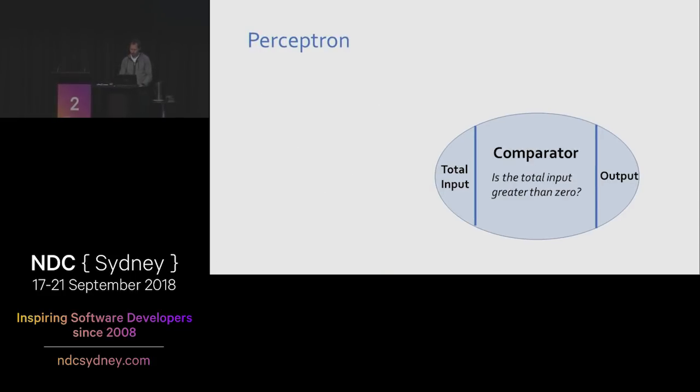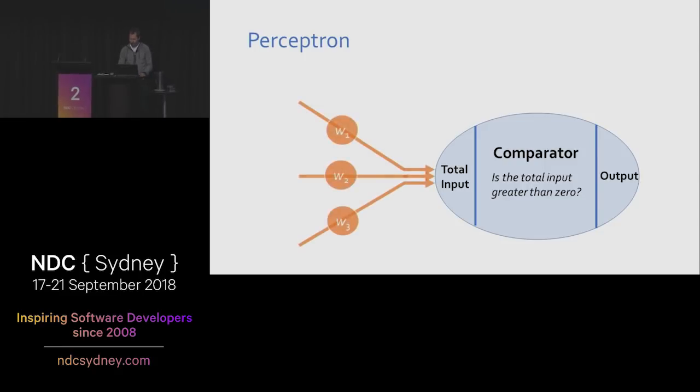Now, the simplest example is called a perceptron. A perceptron has a comparator as the activation function, and it asks a simple question: is the total input greater than 0? If so, then it fires a 1, otherwise it outputs a 0. So let's give an example. Let's imagine this comparator has 3 inputs, and the weights are set as such, and the bias is set to minus 1.5.